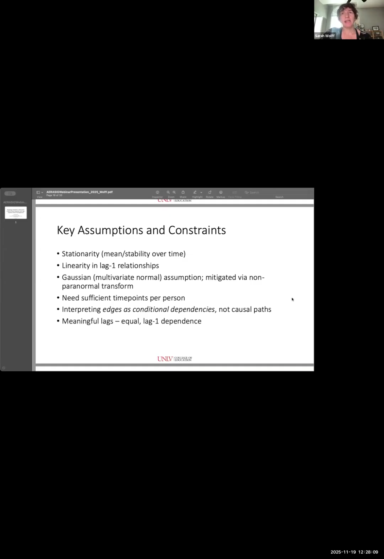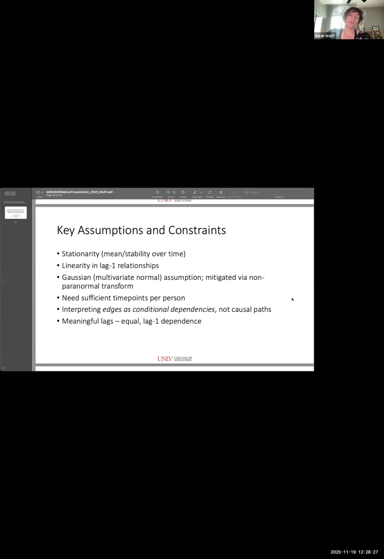If some effects take longer to manifest, the lag one model will underestimate them. So if there's lag two or lag three relationships present, our lag one model will either underestimate them or absorb them indirectly into our contemporaneous or autoregressive paths.